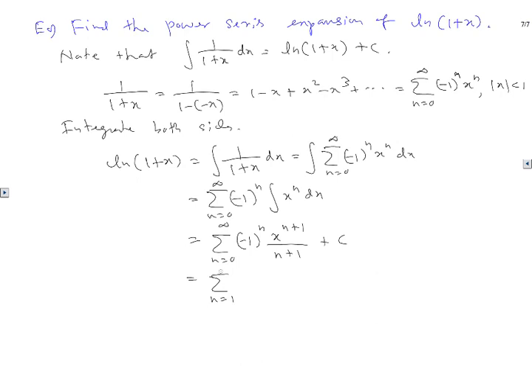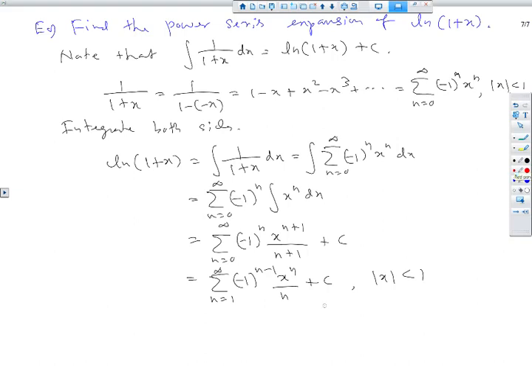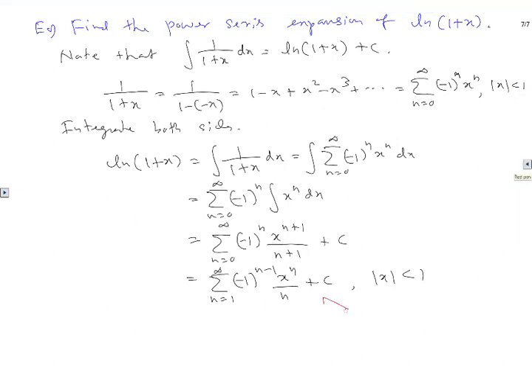So we start with n equal 1. If this goes up by 1, inside has to go down by 1. So it is (n minus 1) x to the n plus c. So still the same interval of convergence, no change. So this one is up by 1, and this is down by 1. It's a balance. So you increase by 1 because it's still the same terms.